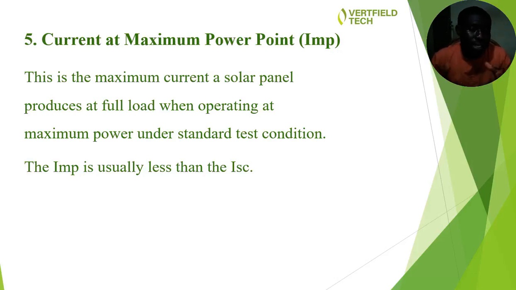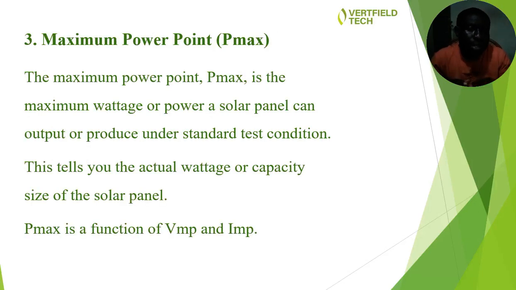Just as we talked about the VMP, the IMP is also less than the ISC because it is the current that we get when the solar panel is working at full load. So we also have the maximum power point, which is the Pmax.